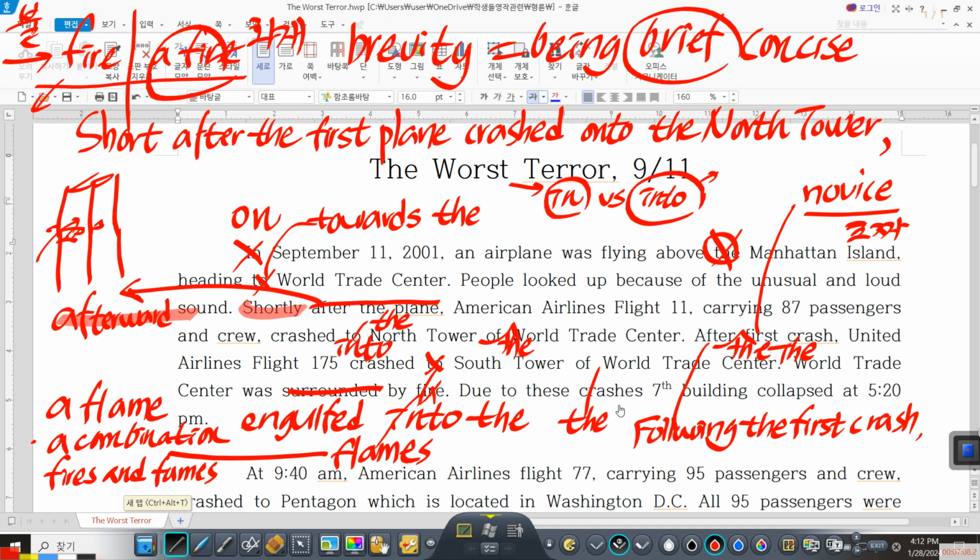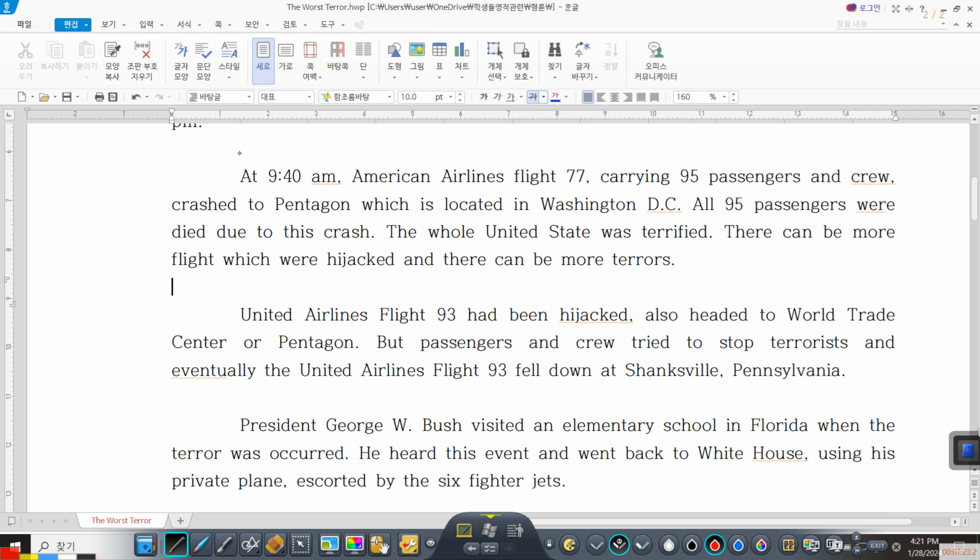Due to these crashes, the 7th building collapsed at 5:20 p.m. You get it? All right. And at 9:40 a.m., an American Airlines Flight 77 carrying 95 passengers and crew. This is reoccurring. Okay, that's okay. It crashed what? Into what? The Pentagon. The Pentagon. Okay? And why don't you just get rid of it? Why don't you just omit it? You know what it means. Omit. Okay, 삭제. Omit, located in Washington, D.C.